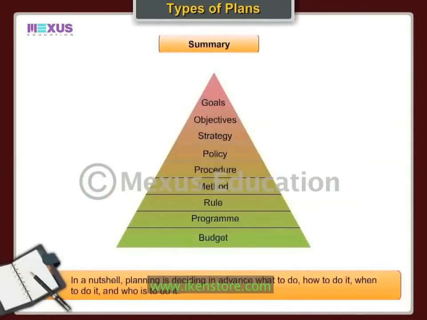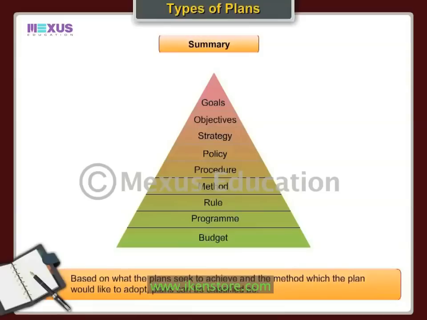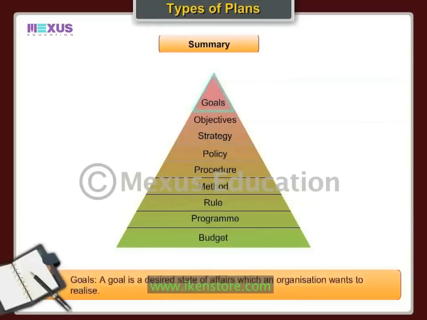In a nutshell, planning is deciding in advance what to do, how to do it, when to do it, and who is to do it. Based on what the plan seeks to achieve and the method which the plan would like to adopt, plans can be classified as goals. A goal is a desired state of affairs which an organization wants to realize.